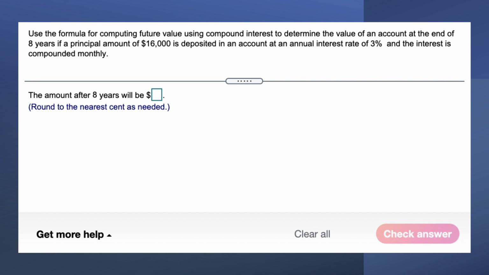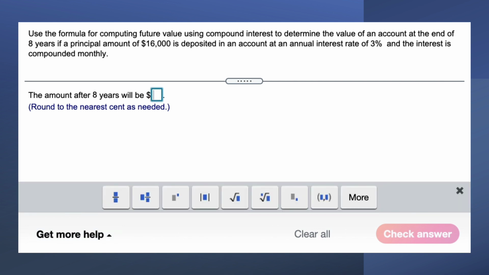We will type in $20,333.90 into the text box. Notice that there's already a $ sign next to the box. Therefore, we only need to type in the value. $20,333.90.